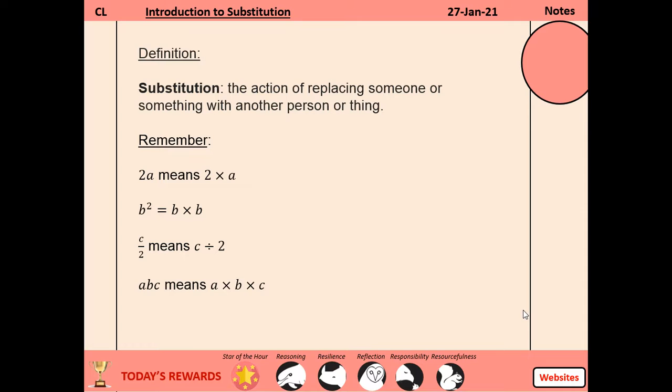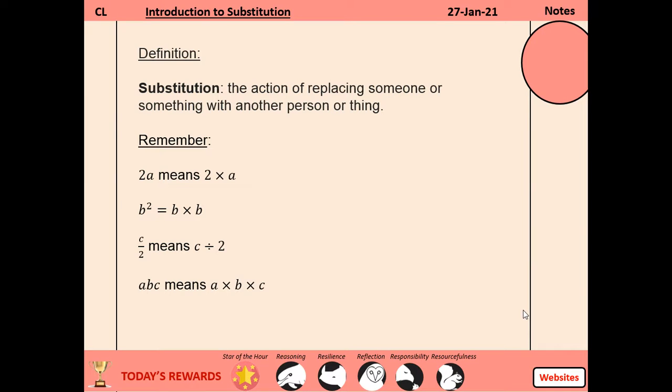And then finally, abc. What does that stand for? abc basically means a times b times c. Anytime you see numbers and letters together, they're basically multiplying each other. So if we had wxyz, that means w times x times y times z. So abc just means a times b times c.